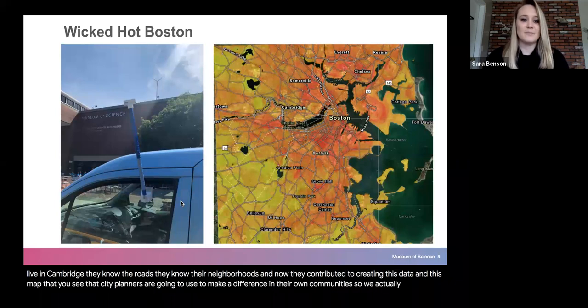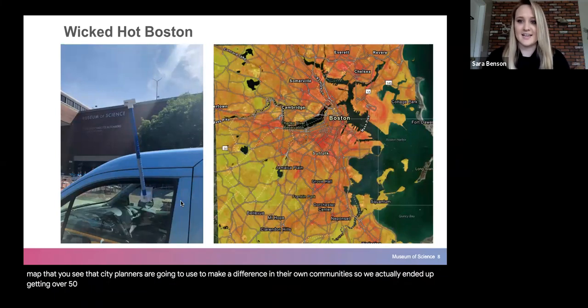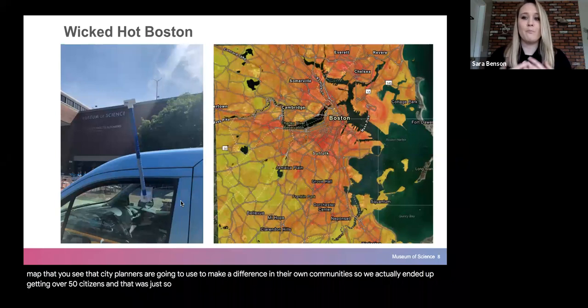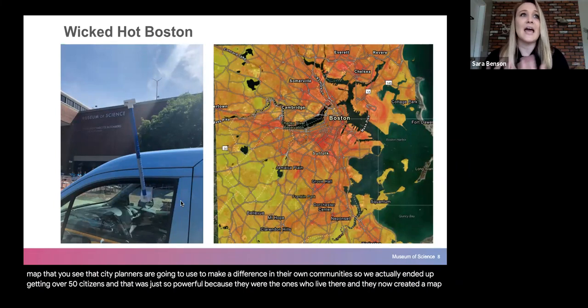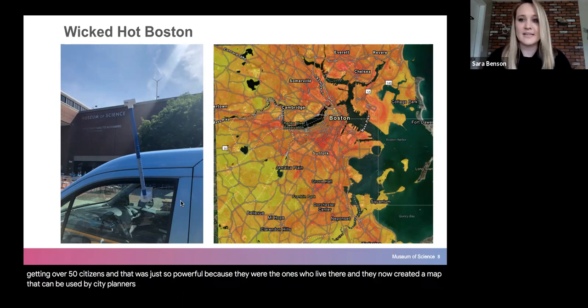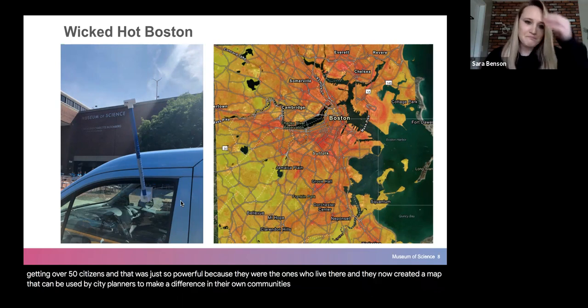So we actually ended up getting over 50 citizen scientists to help us collect this data. And that was just so powerful because they were the ones who lived there, and they now created a map that can be used by city planners to make a difference in their own communities.